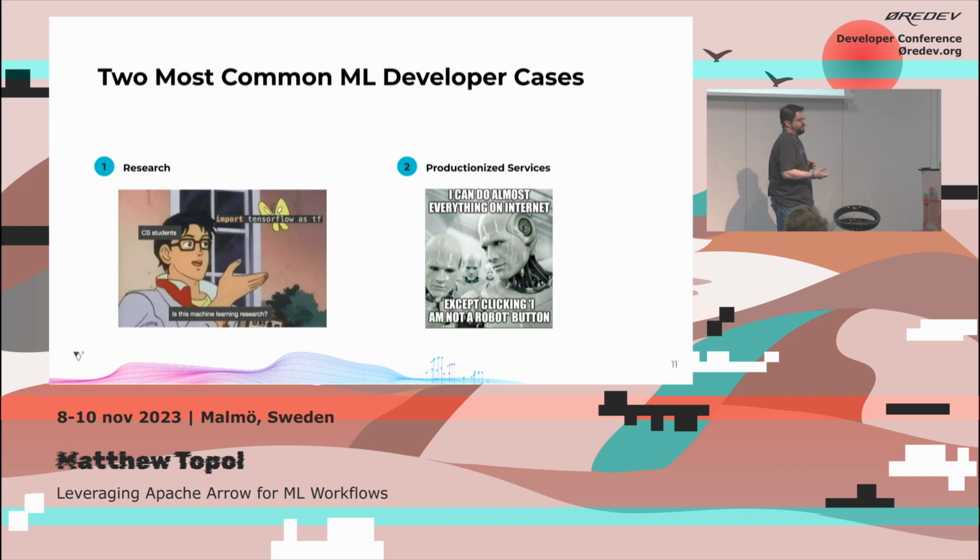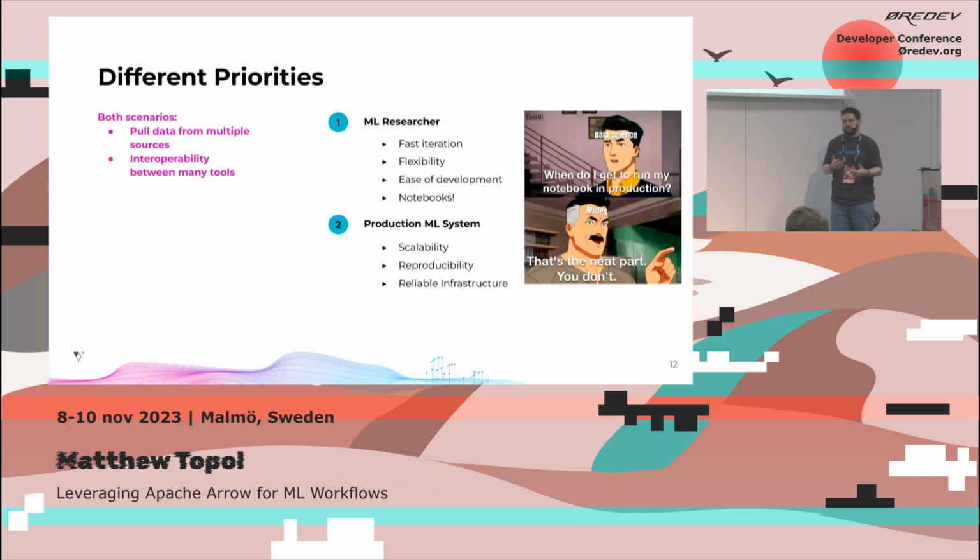From what I could tell from a lot of people I talked to and a lot of articles and tutorials, there's two big use cases. Again, oversimplifying, but there's two general use cases. Either you're a researcher, or you're productionizing a service to use a model based on techniques from those researchers. And in that situation, there's different priorities.